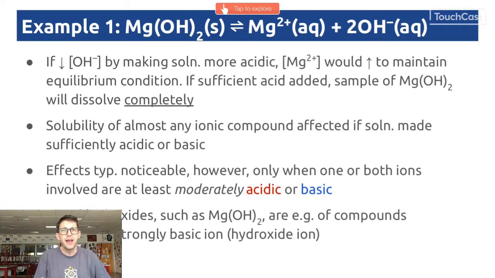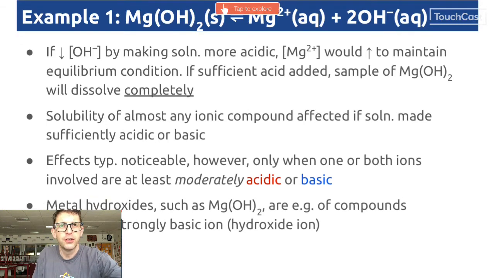So if we add enough acid, right, then that means if we had a sample of magnesium hydroxide, we could get it to dissolve completely, right? So the solubility of almost any ionic compound can be affected if we change the solution's concentrations of hydrogen ions and hydroxide ions, if we make it more acidic or more basic. Now, you should know that these effects really are typically only noticeable when one or both of the ions that are involved are at least moderately acidic or basic.